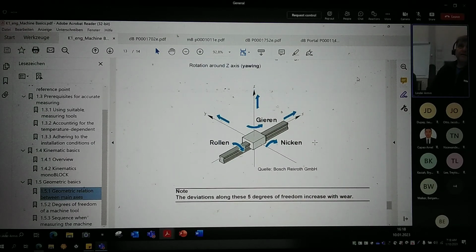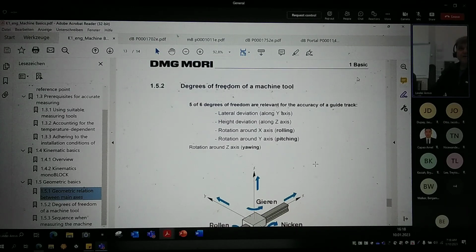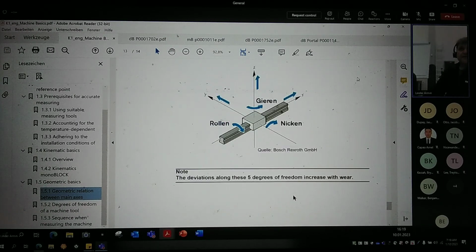And if you have too much gap in the shoes or something, maybe one of those cases can happen, and then that's a big influence on your geometry.